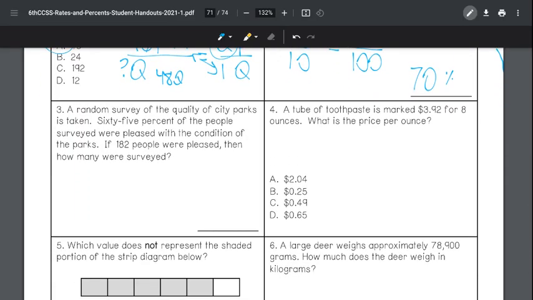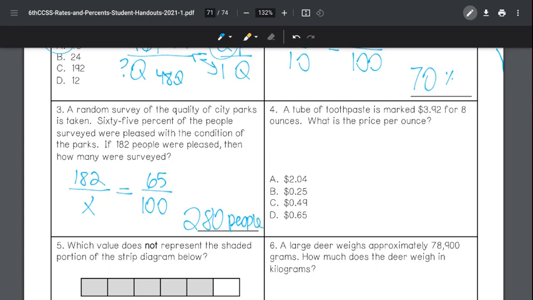Number 3, a random survey of the quality of city parks is taken. 65% of the people surveyed were pleased with the condition of the parks. If 182 people were pleased, then how many were surveyed? So 65% out of 100% were happy. How many people were happy? 182, which means that's part of the people, because there's going to be unhappy people too. So we have to figure out our total. Cross multiply and divide: 182 times 100, divided by 65. We figure out 280 people were surveyed.